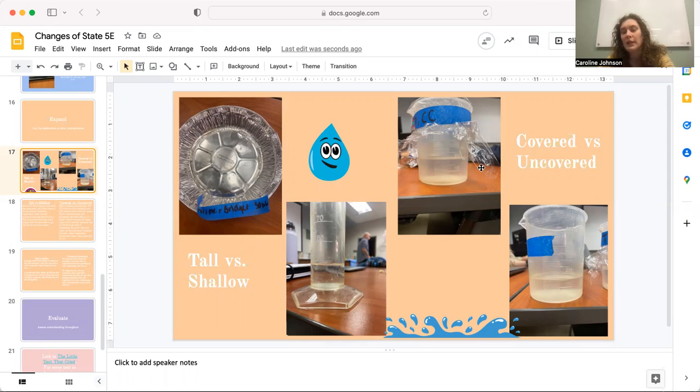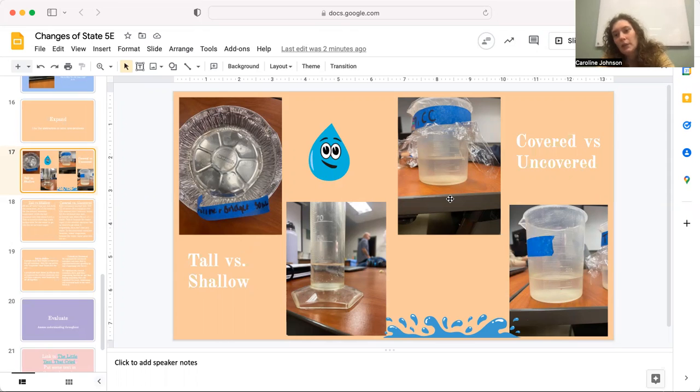In the covered and uncovered containers, we can see that the covered container hasn't lost any water, but this uncovered one has lost about 50 milliliters of water, and they both started with 300.